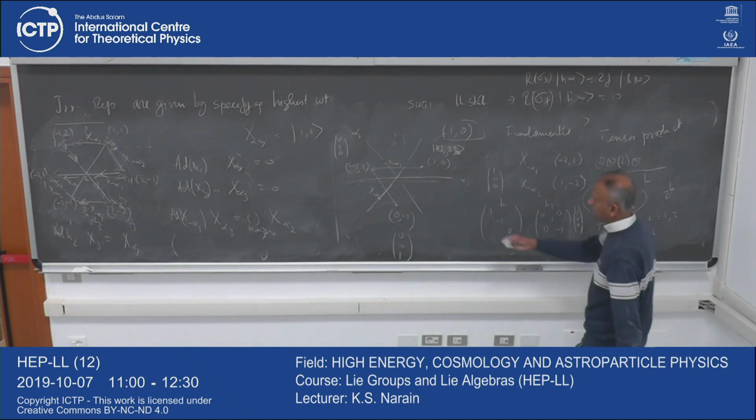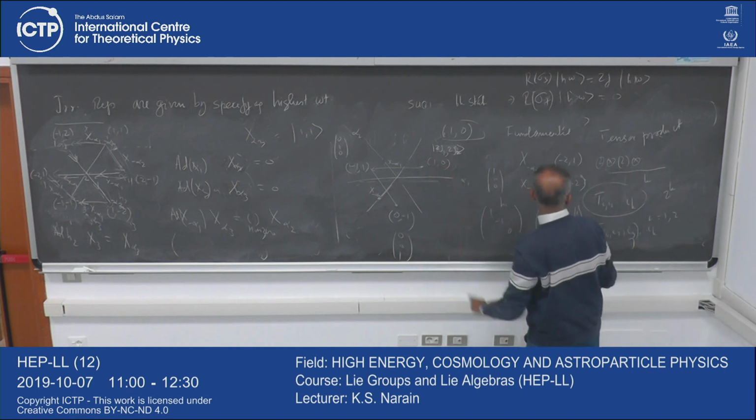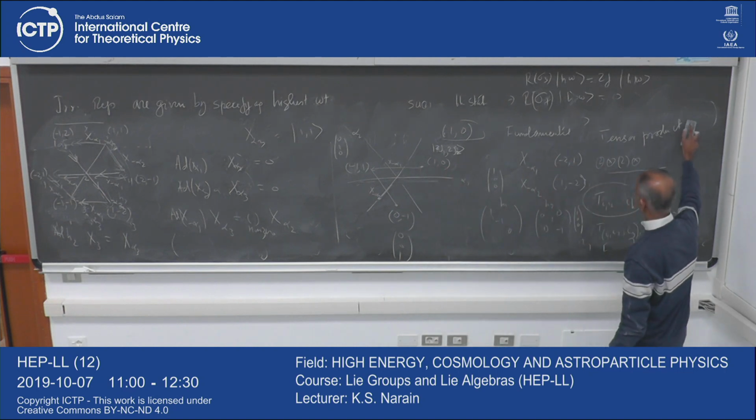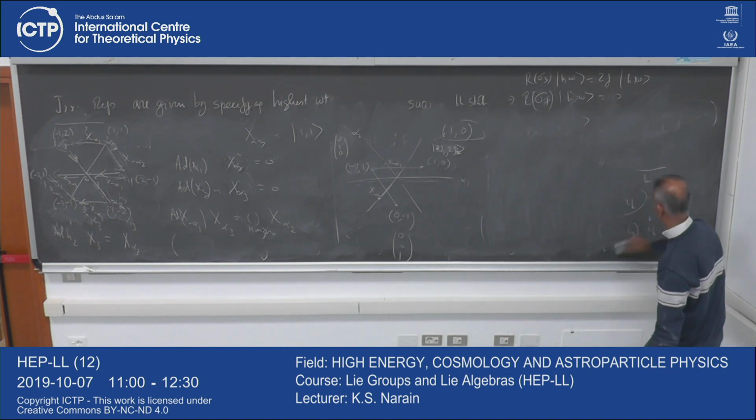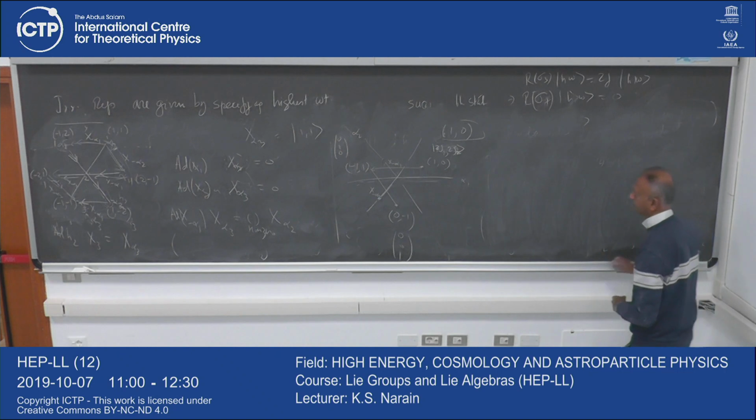And then there is, of course, a complex conjugate representation. So here I started from 1, 0, but now I could have also started from 0, 1. You see, I could start from this. This is what we call the 3-bar representation, the conjugate of 3.